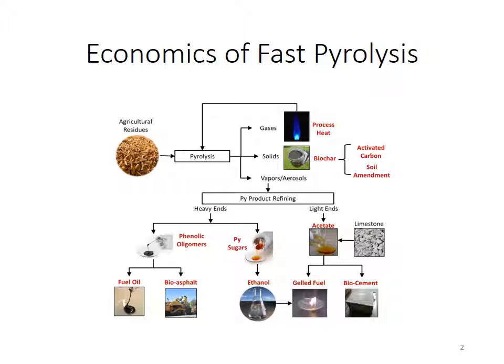This slide here, prepared by Professor Robert Brown, showcases the various products that you can produce from a single fast pyrolysis biorefinery. If you start with agricultural residues such as corn stover, you can pyrolyze them, producing a gas, solid, and vapor product. The gases can be burnt as a natural gas substitute to provide process heat. That heat can be used to power the pyrolysis process. The solids, also known as biochar, can be utilized in different ways.